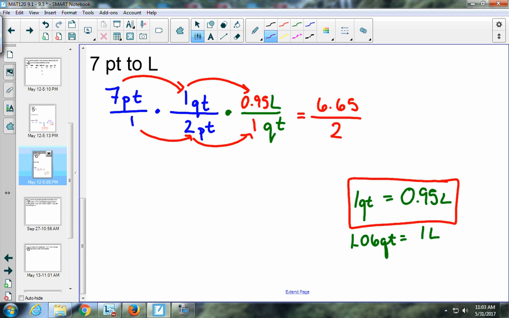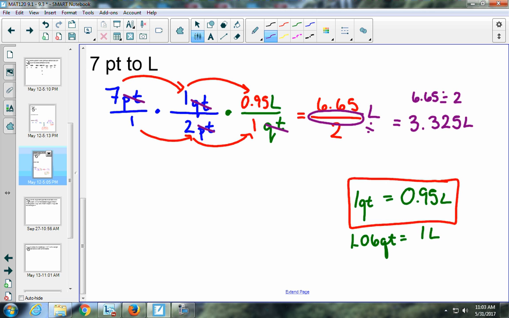And if we double check our units, the pints cancel out because they're diagonal from each other. The quarts cancel out because they're diagonal from each other. So we're just left with liters. Just like before, we know that our fraction bar means division. So we do 6.65 divided by 2 to get our decimal answer of 3.325 liters.